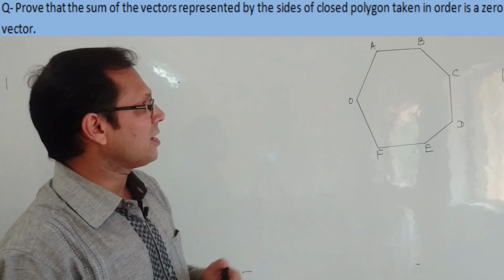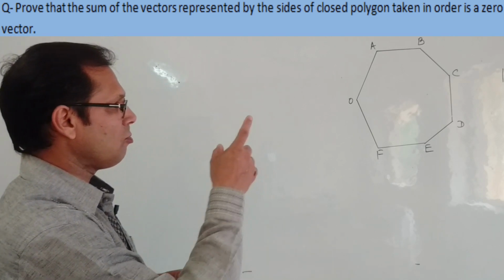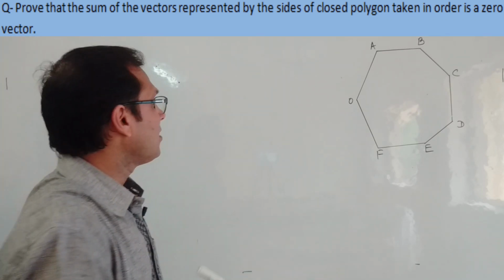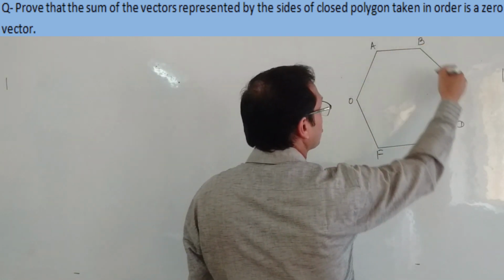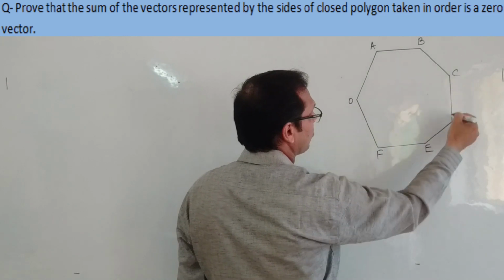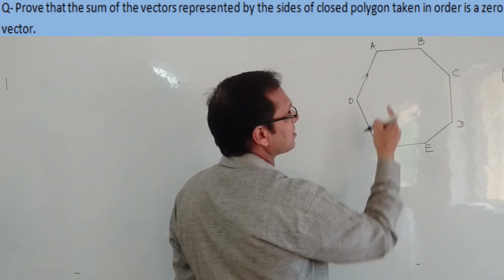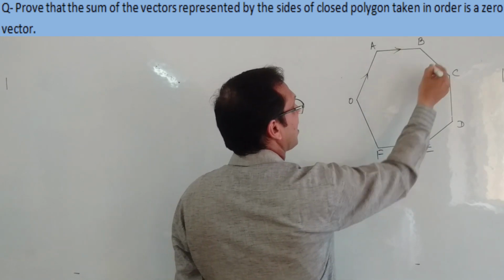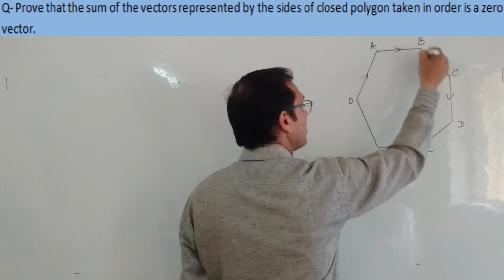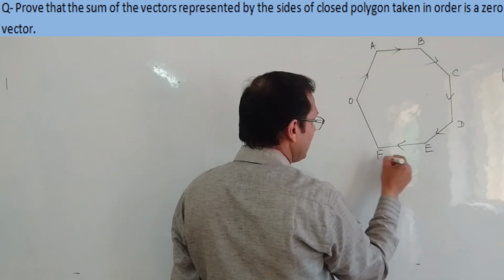You read the question carefully. Prove that the sum of the vectors represented by the sides of a closed polygon taken in order is a 0 vector. Here I have drawn one closed polygon of 7 sides: 1, 2, 3, 4, 5, 6, 7. So the sum of the vectors represented by the sides taken in order means what? You have to take it in this way: OA, AB, BC, CD, DE, EF, FO.